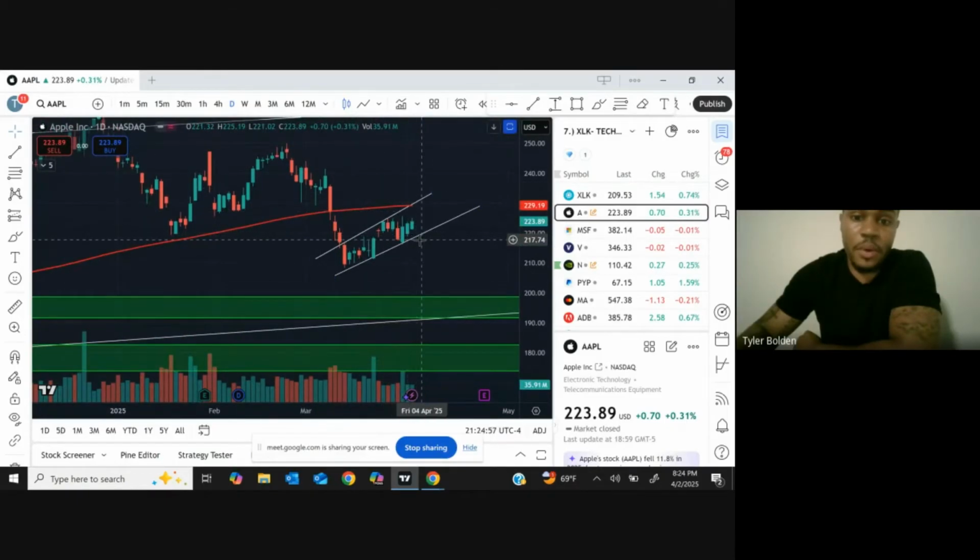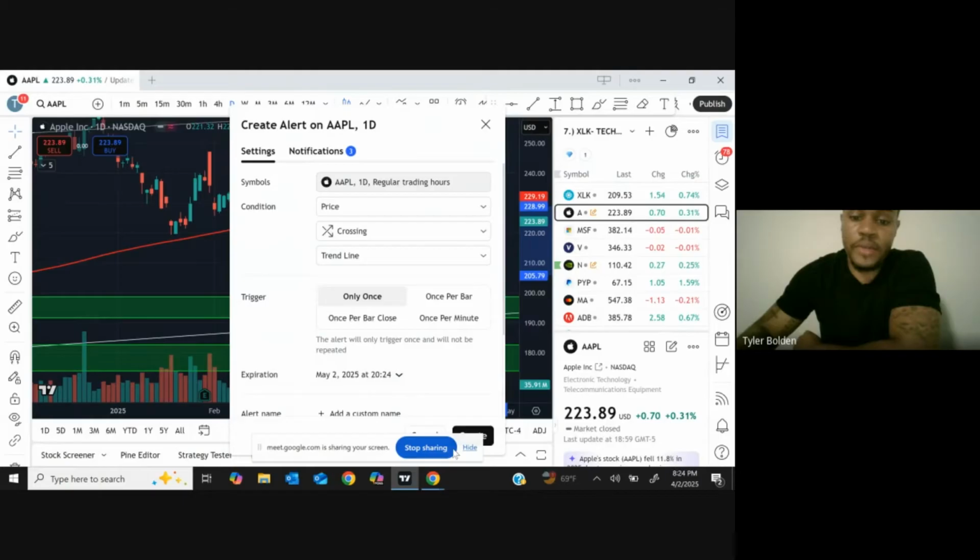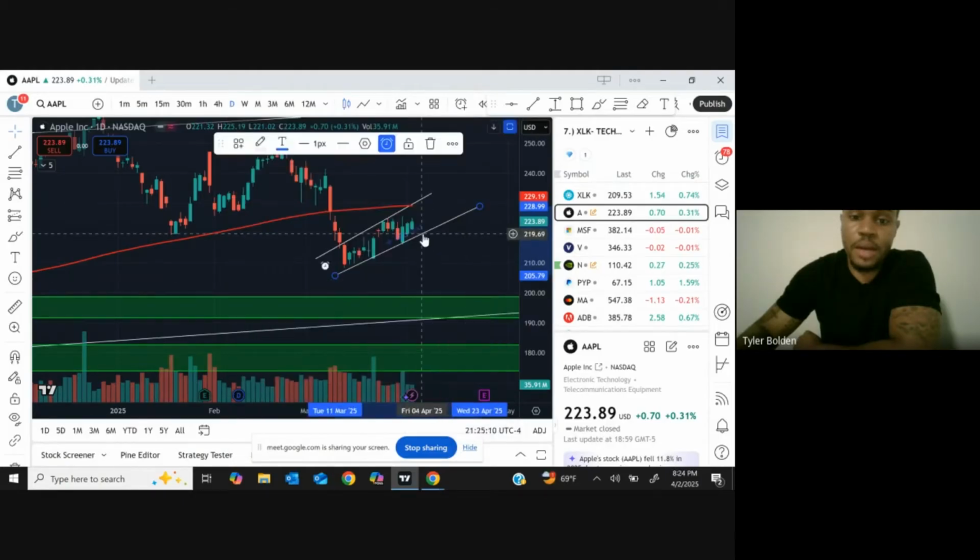So whenever Apple comes right here, I think on TradingView, yeah, you can set alerts on these trend lines. So add alert on trend line. If it breaks, I look at it, boom. So once it breaks this level, I can start playing puts right down here.